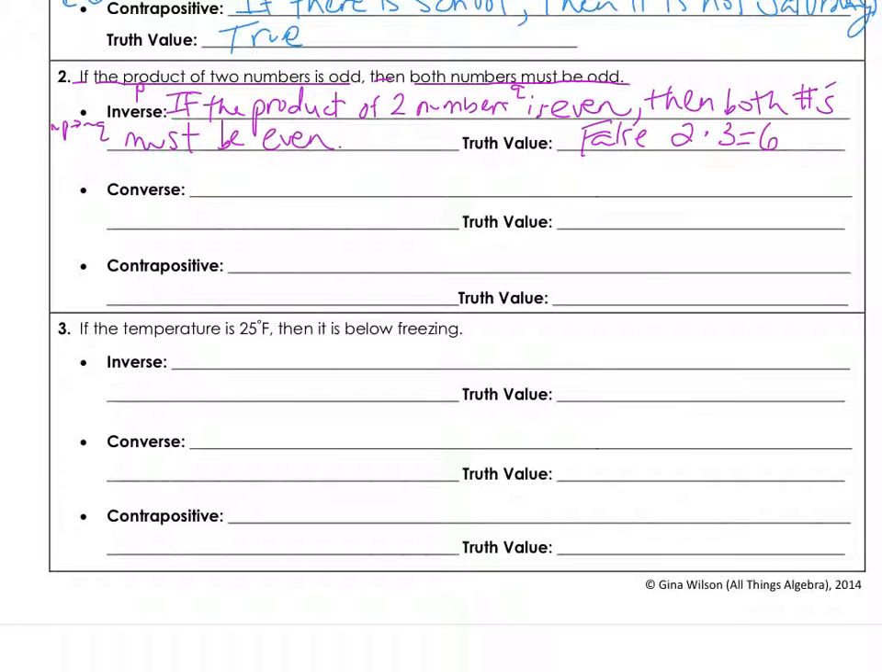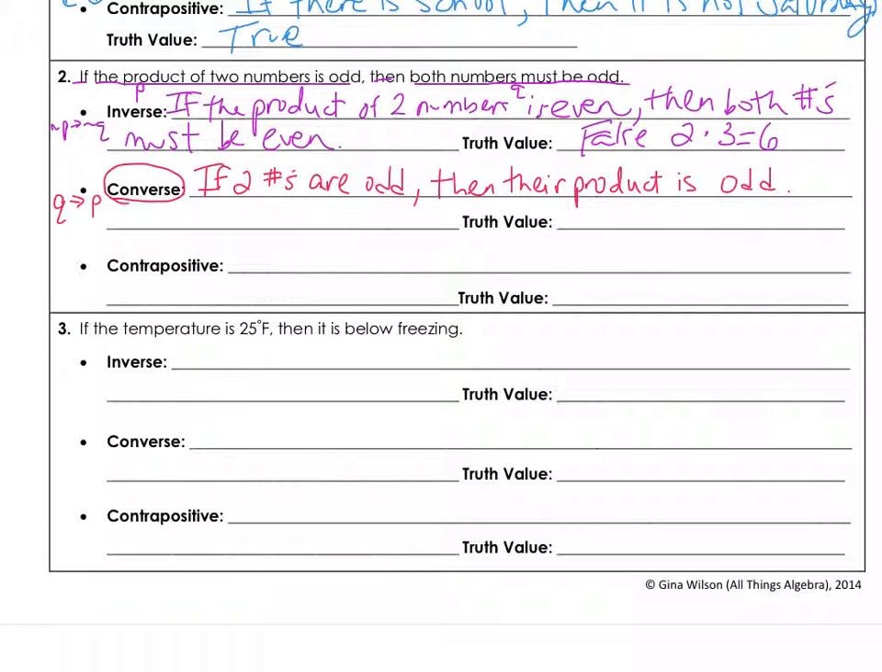All right, for my converse, remember the converse is we need to switch the order. So I'm going to put my conclusion first, then the hypothesis. Off to the side, I want you to write out what that sentence would look like for your converse. All right, so now that you've written what your converse is, this is what it should look like. If two numbers are odd, then their product is odd.